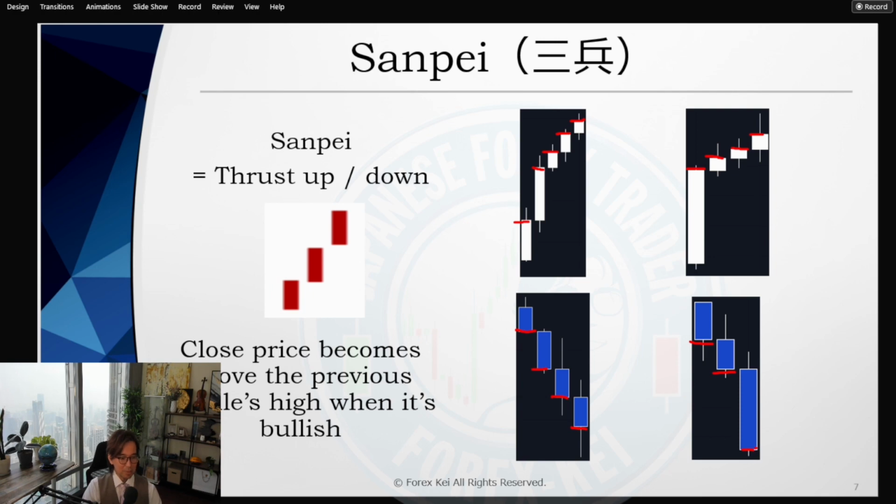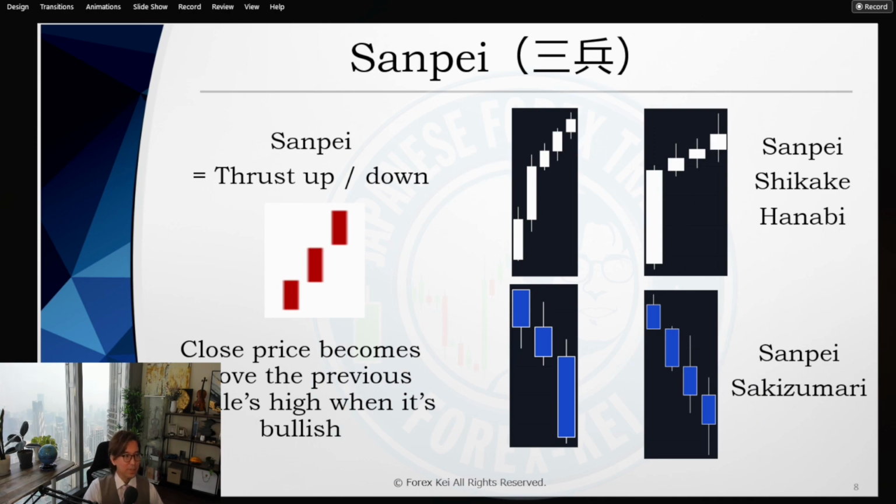However, there are some specific Sanpei that indicate a possible end of the trend. This is something you also have to remember. Sanpei itself means trend continuation, but when you see certain patterns, it indicates the market may stop trending. Those patterns are these. I introduced these 2 patterns. They are Sanpei, but indicate the end of the trend.